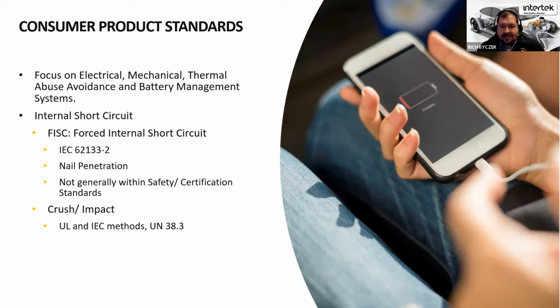Crush and impact, I mentioned earlier, that's a fairly simple mechanical way to cause the anode cathode to squeeze together, actually push through the separator, push through the insulation inside a cell, and cause that internal short circuit to occur. One of the bigger concerns with these is understanding whether or not you've put that short circuit in the right place.